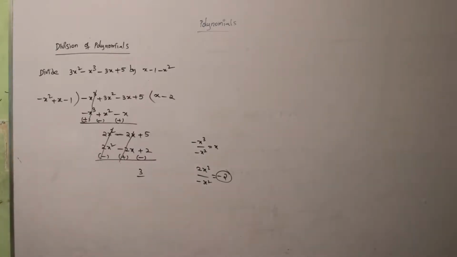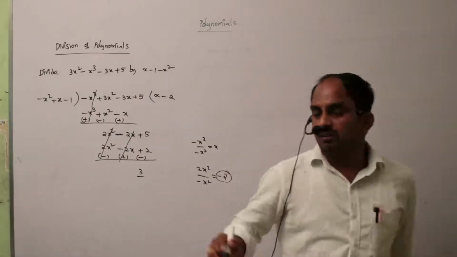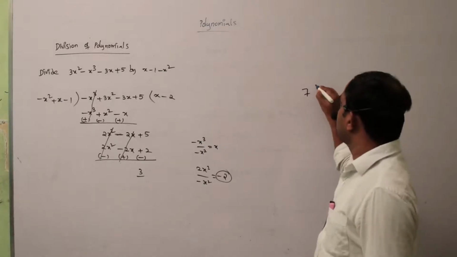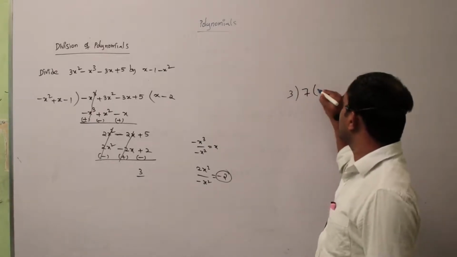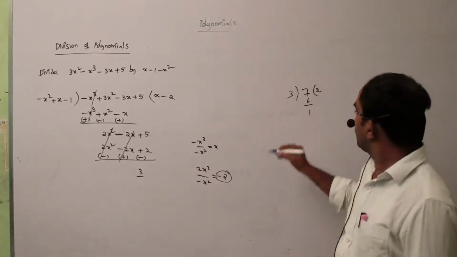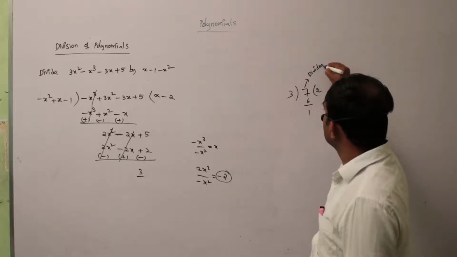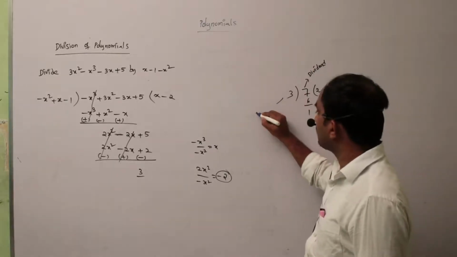So now see this division. We know in lower classes, 7 divided by 3, we get 3 2s are 6, remainder 1. We know very clearly this is called the dividend, and this is called the divisor.